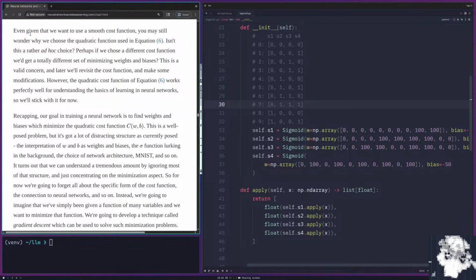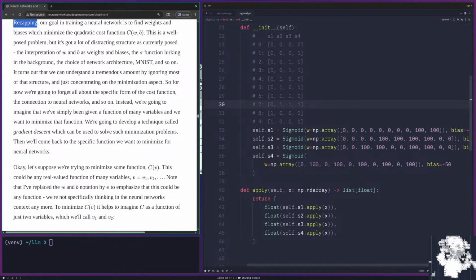Even given that we want to use a smooth cost function, you may still wonder why we chose the quadratic function used in equation 6. Isn't this a rather ad hoc choice? Perhaps if we chose a different cost function, we'd get a totally different set of minimizing weights and biases. This is a valid concern, and we'll revisit the cost function and make some modifications. However, the quadratic cost function of equation 6 works perfectly well for understanding the basics of learning in neural networks, so we'll stick with it for now.